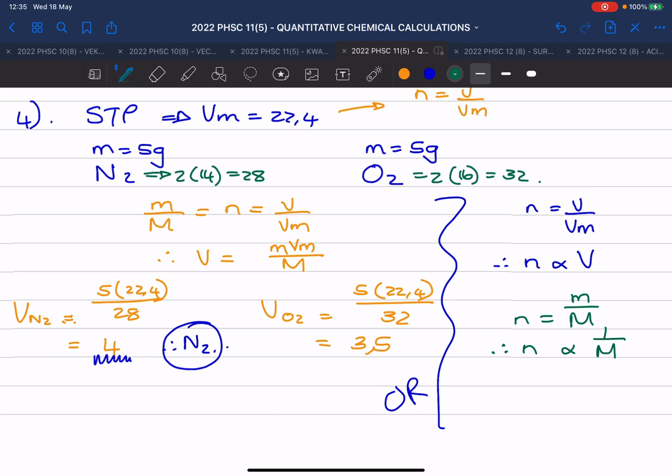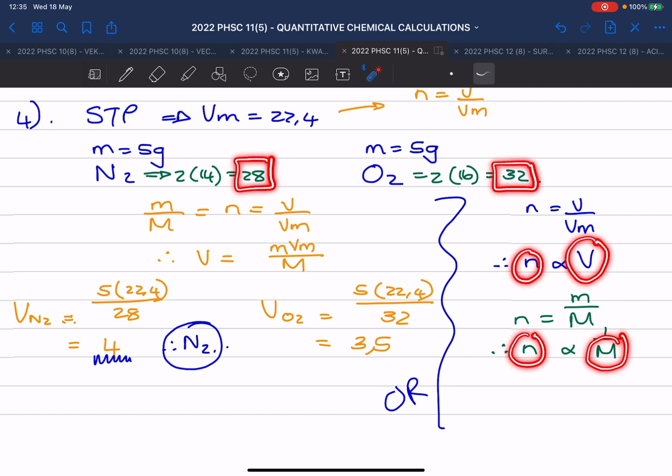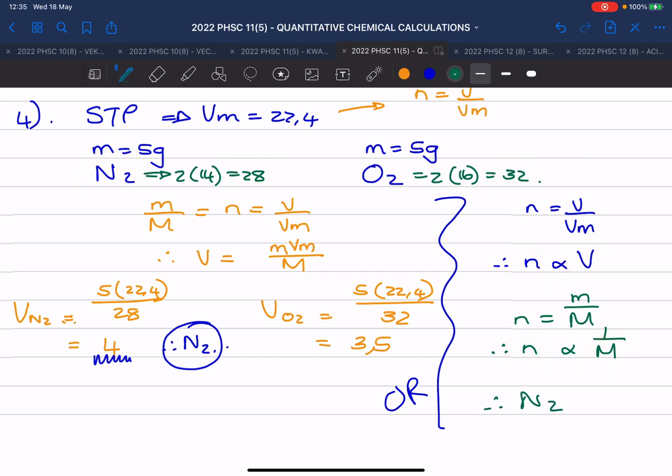Okay, so from there, you must listen. From there you can derive the following. The one that has a bigger molar mass will have a smaller mole, and the smaller mole will have a smaller volume. Are you with me? But they will ask which one has a bigger volume. So if it has a small molar mass, it will have a big mole. Big mole will have a big volume. So between the two, which one has a smaller molar mass? It is nitrogen. So from there you can just say nitrogen. So you can either do calculations or you can use formulas.